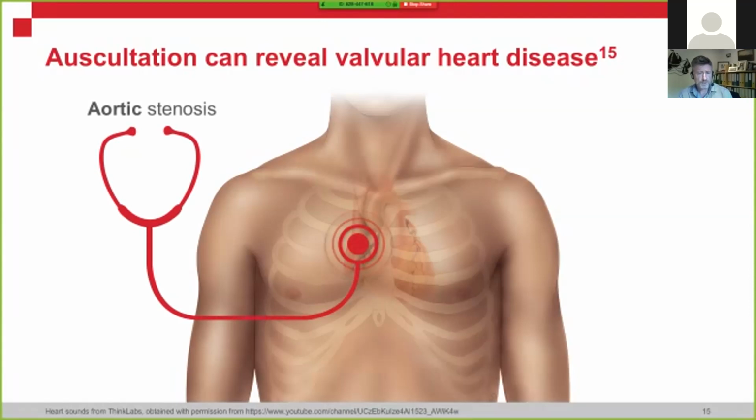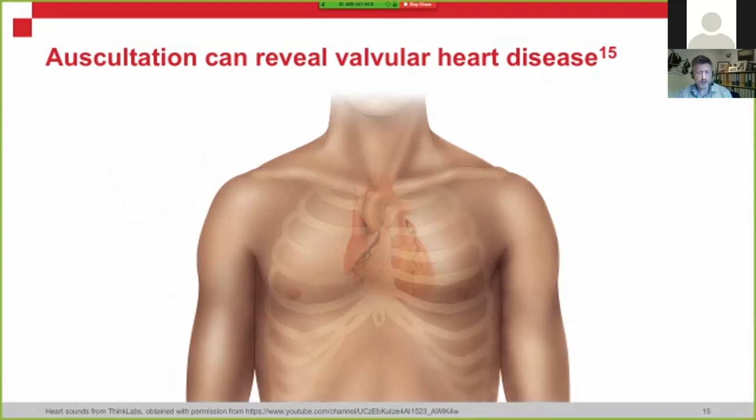Now the aortic stenosis. So you've got that typical harsh crescendo, decrescendo type murmur.